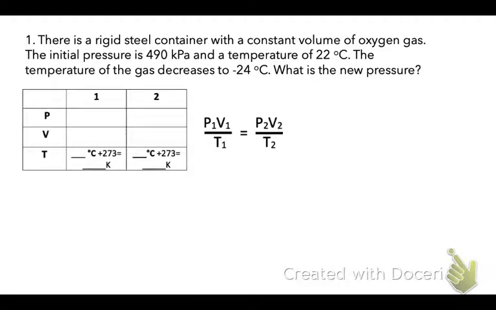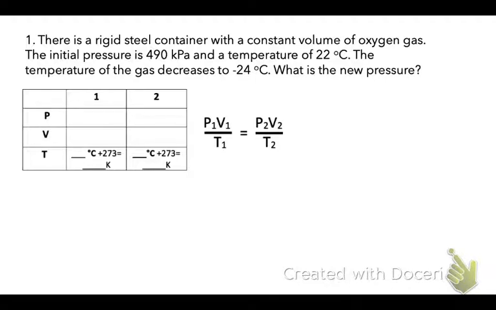So first practice question, there's a rigid steel container with a constant volume of oxygen gas. The initial pressure is 490 kPa and a temperature of 22 degrees Celsius. The temperature of the gas decreases to negative 24 degrees Celsius. What will the new pressure be?